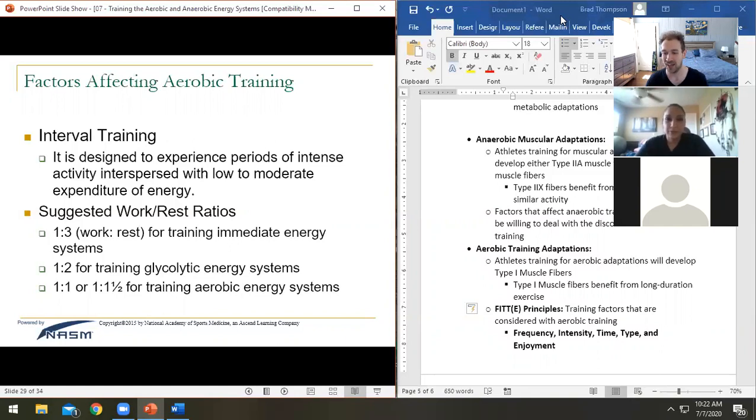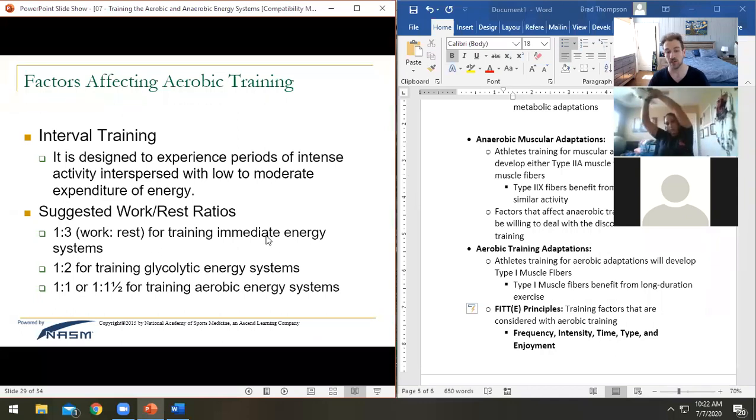All right, these work to rest ratios. I'm going to go over this really quick, but I will talk more about how to structure your interval training on Friday when we talk about training for cardio. But there are work to rest ratios when it comes to setting up intervals, right?